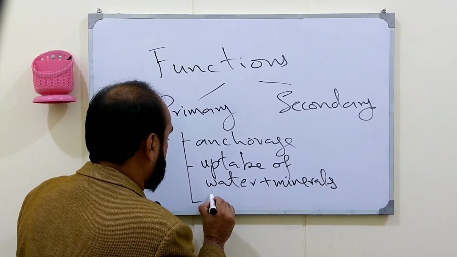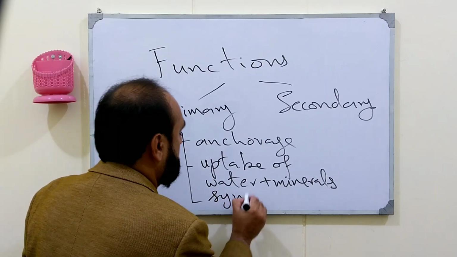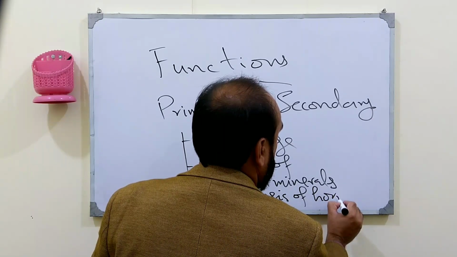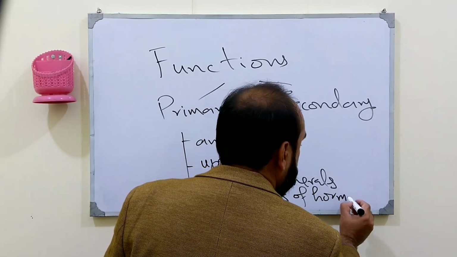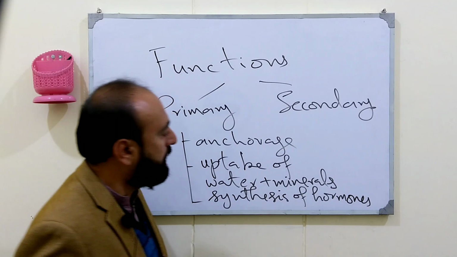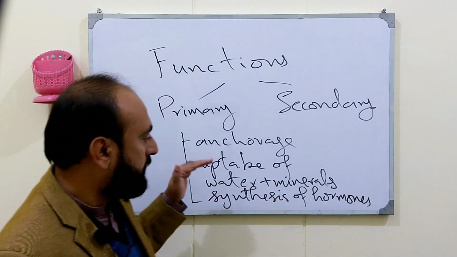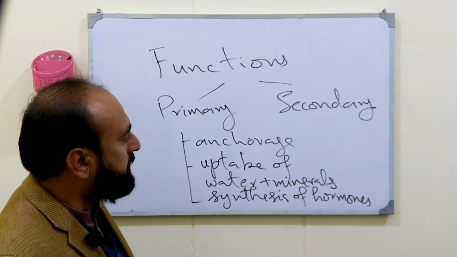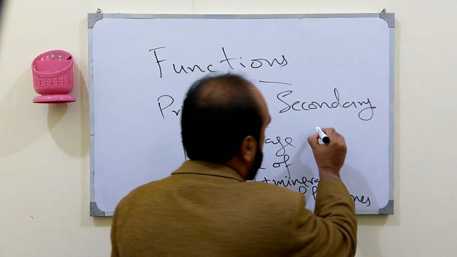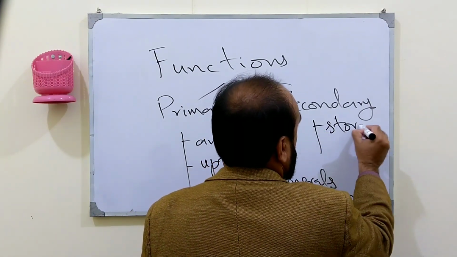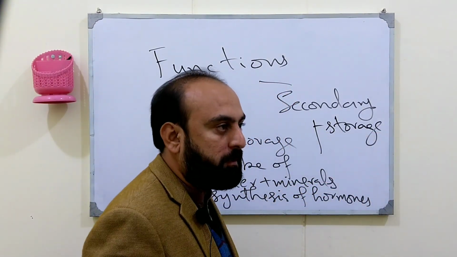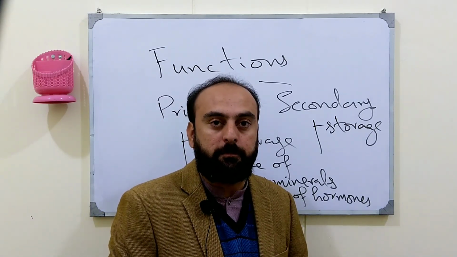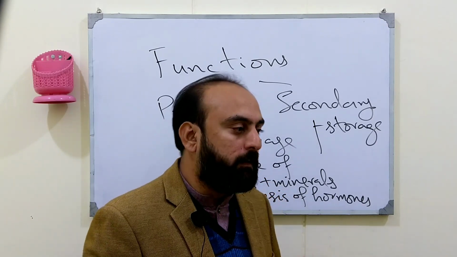and they are responsible for the synthesis of certain hormones such as gibberellins or cytokinins. So these are the primary important functions of roots. Among the secondary functions is storage. Sometimes roots become fleshy and they can store various substances, for example sugar, starch, water, etc.